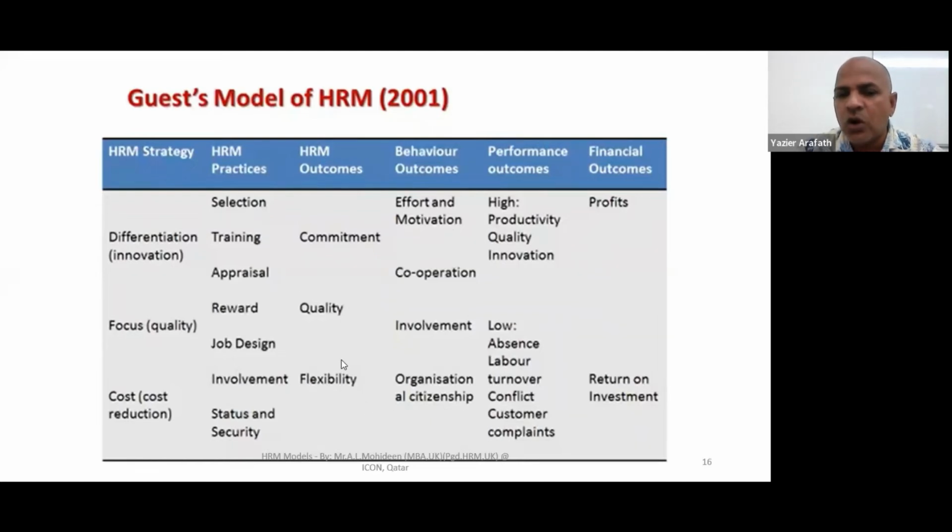If the commitment is low, then performance will be low. If the quality is low, then again the performance is low. If the flexibility is not there, then again. So when the performance outcomes are down, automatically the financial outcomes, the profits, will be down. You understand? This is what the Guest model says. Between 1998 and 2001, Guest proposed this outcome model.